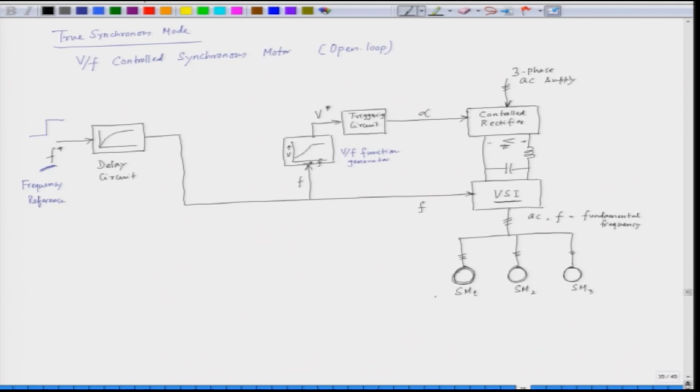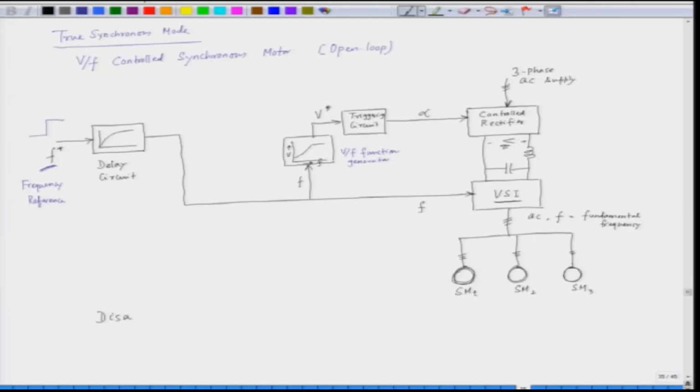So, there is no position feedback here. This is a synchronous motor drive in true synchronous mode. The disadvantage of this drive, as we have discussed a little before, is instability. The main disadvantage is hunting and instability.